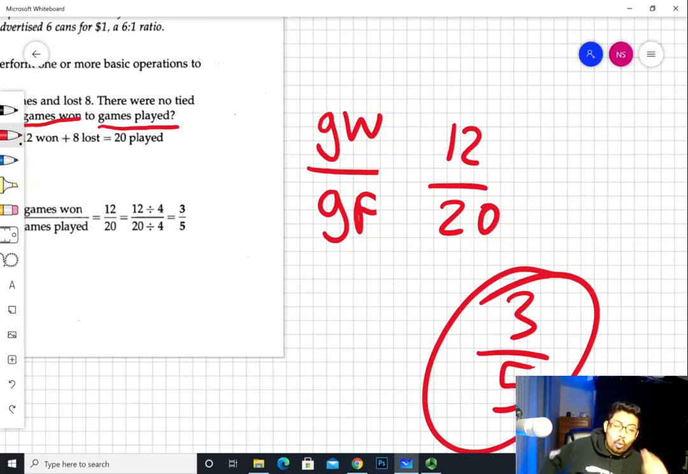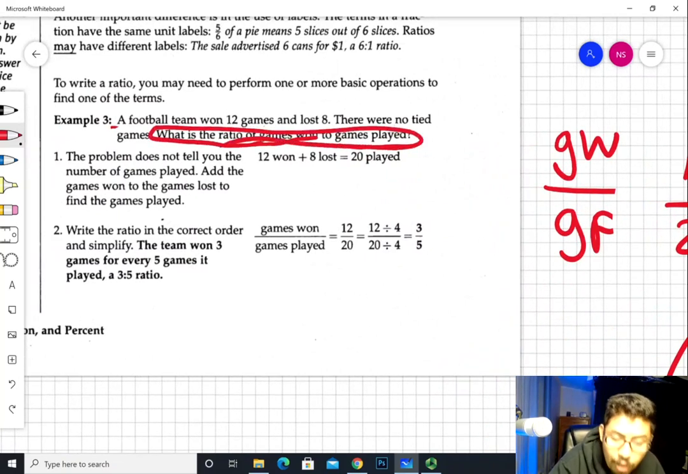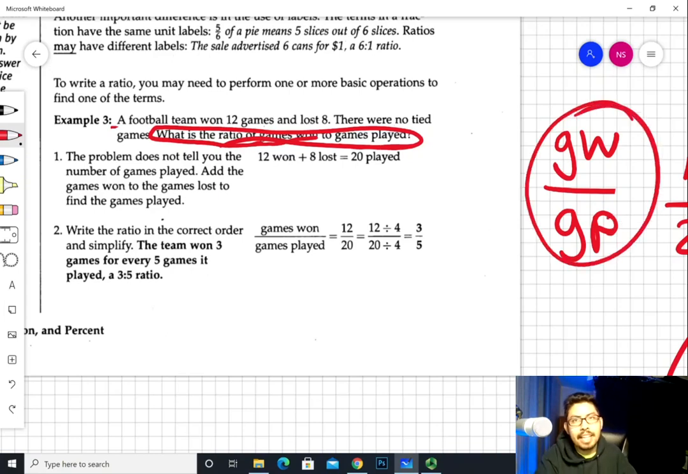So always keep your eyes peeled on the question part. What are they asking you to find in terms of the ratio? Or what is that something to something? What are those things that they want you to find out? And always write them out, because that's going to be handy.